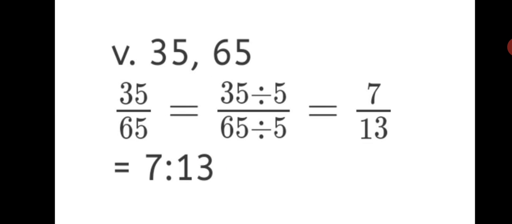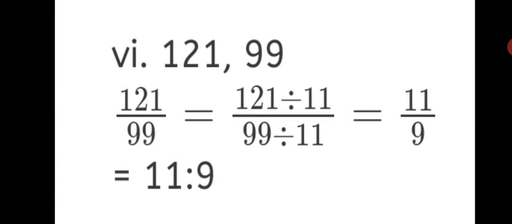Fifth sum, 35, 65. You write it as 35 upon 65, which is equal to, now you have to find the HCF, highest common factor. 35 and 65 both are divisible by 5. So you divide them by 5, you get the answer 7 upon 13. Final answer 7 is to 13. Sixth sum, 121, 99. 121 upon 99 is our ratio, and the highest common factor to divide them is 11. So we divide by 11 and you get the answer 11 upon 9, which you write finally as 11 is to 9.